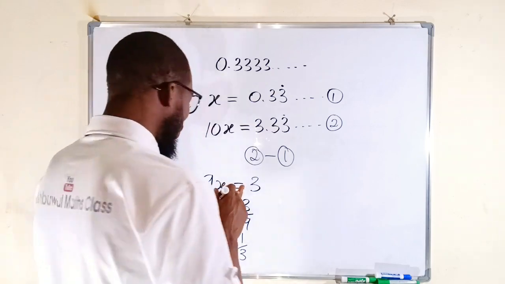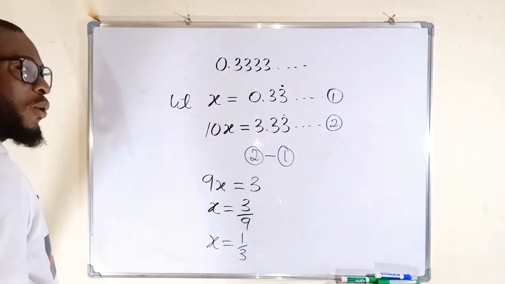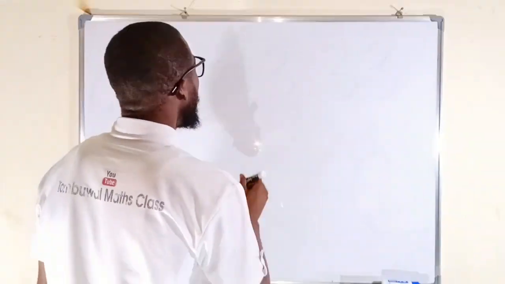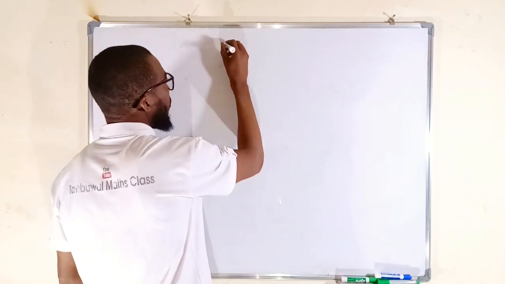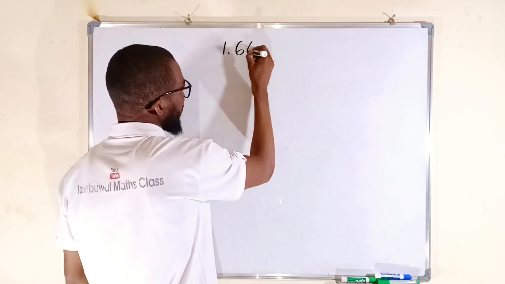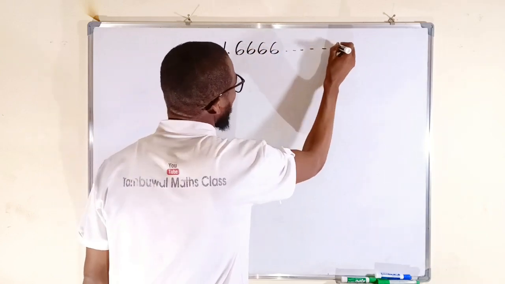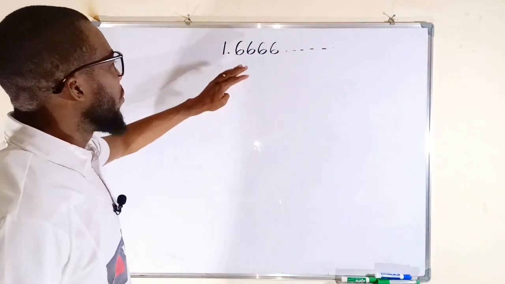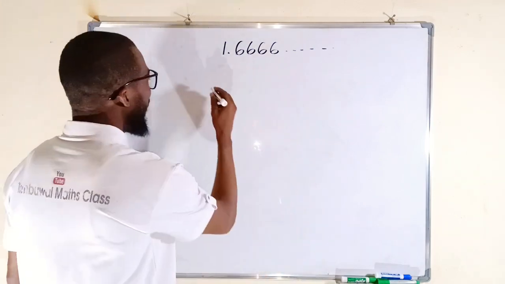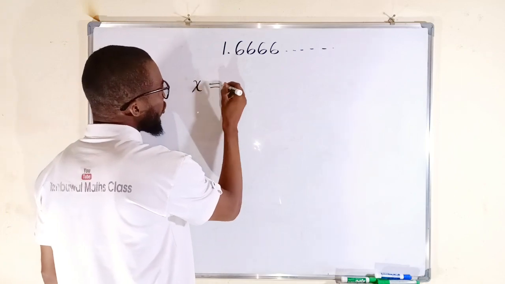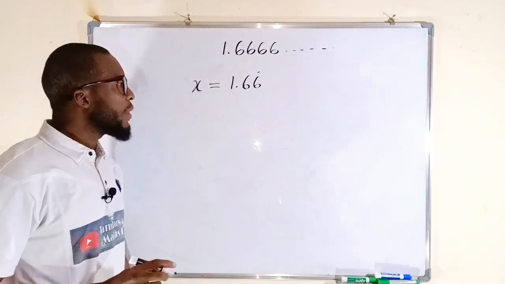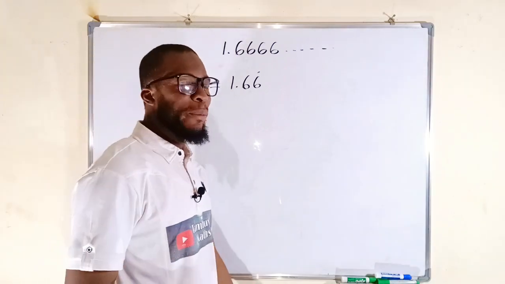Let me take another example. And the logic is all the same for all non-terminating recurring decimals. Let me take a number like 1.6666 in that order. Which fraction is equivalent to this number? So let x again be equal to 1.66. Multiply both sides by 100. This time I will multiply by 100.